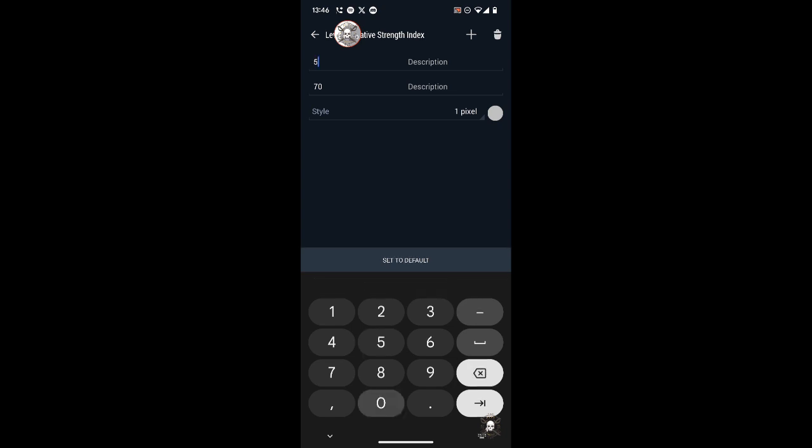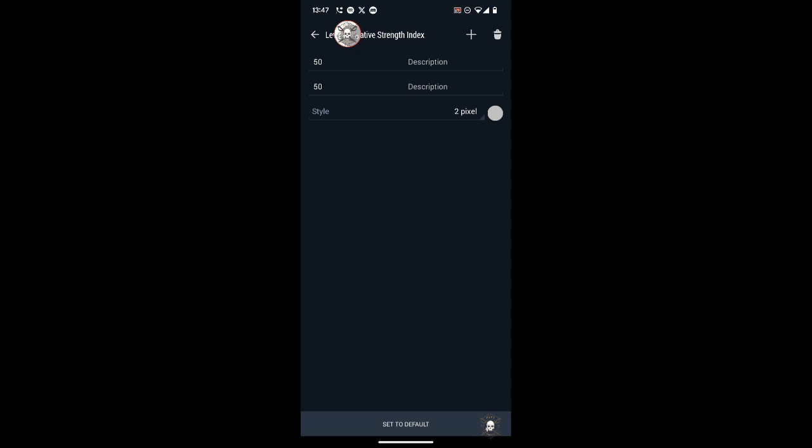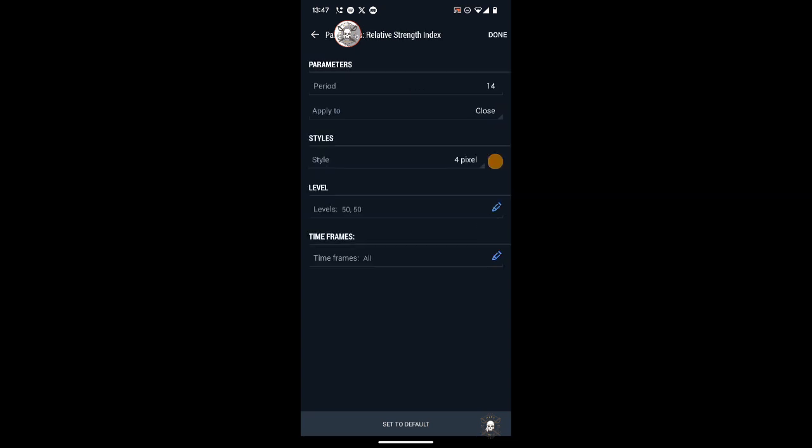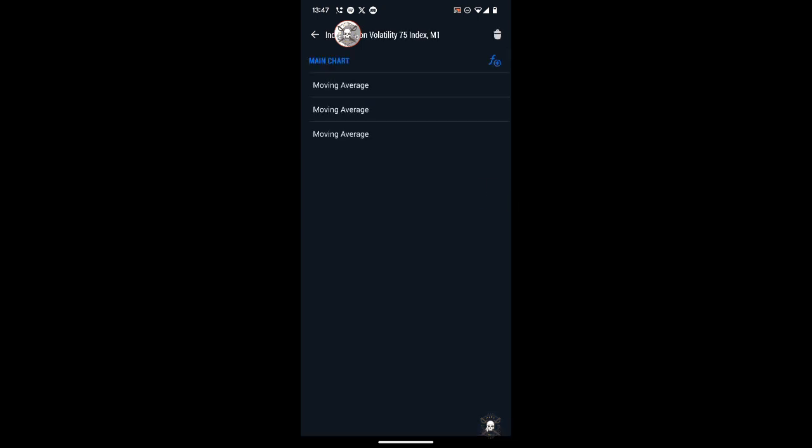But we don't want that. We are going to the neutral, the 50 level. Above it, we know it's good for buyers. Below it is good for sellers. That's why we're going for the neutral one. You can choose any color of your liking, but don't change anything else. Just change the levels to 50, and that's it.